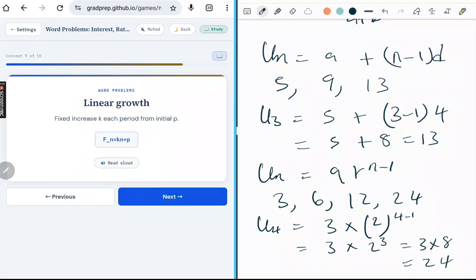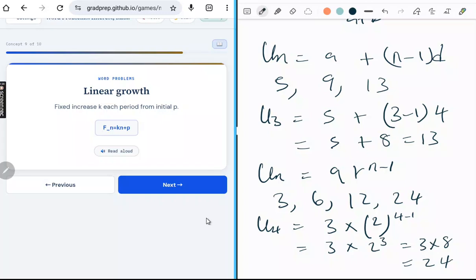Linear growth. Linear, that's line. Fixed increase each period from initial value. Okay, initial value. What can you think of as an initial value in something? Initial value here could be, if you are going to a trade fair, you pay a certain amount before you enter. That is initial value. That is constant.